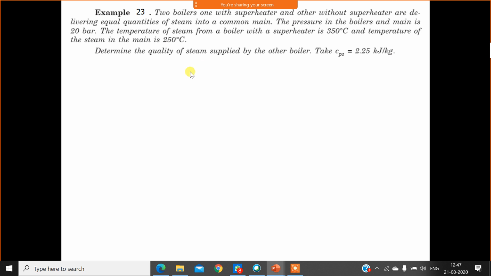Next problem. Two boilers, one with a superheater and the other without a superheater, are delivering equal quantity of steam into a common main. The pressure in the boiler and the main is 20 bar. The temperature of the steam from the boiler with a superheater is 350 degrees Celsius, and the temperature of the steam in the main is 250 degrees Celsius. Determine the quality of steam supplied by the other boiler. Take the specific heat of superheated steam as 2.25 kJ per kg.